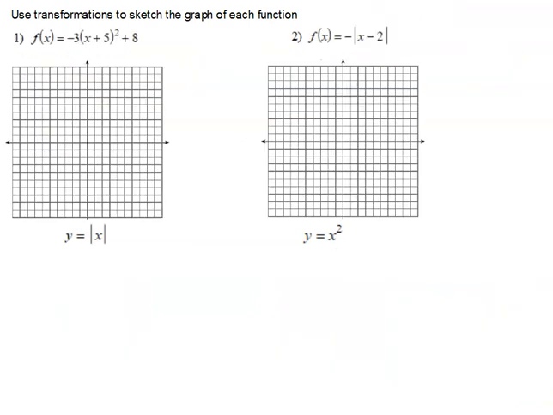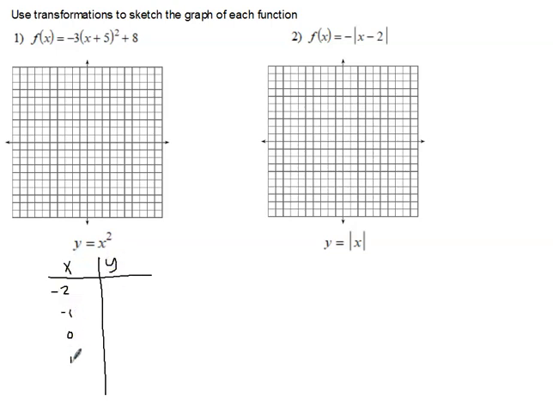All right, I'll do one more for you and then I'll have you practice number 2. Looks like I swapped our parent functions. Number 1 is x squared, and number 2 is absolute value of x. So I build a table for my x squared function. Negative 2, negative 1, 0, 1, 2. When I plug those values in, negative 2 squared is 4, 1, 0, 1, 4.